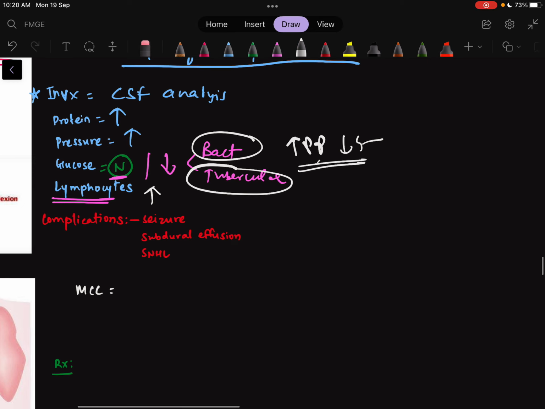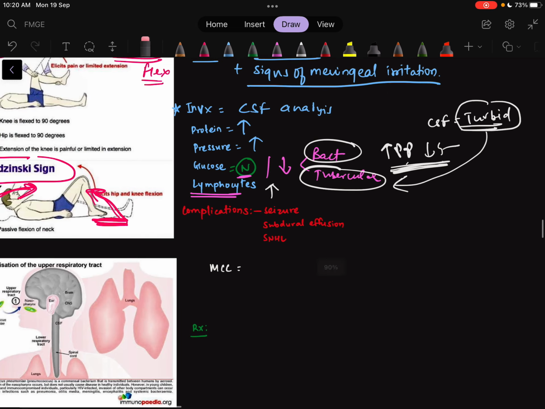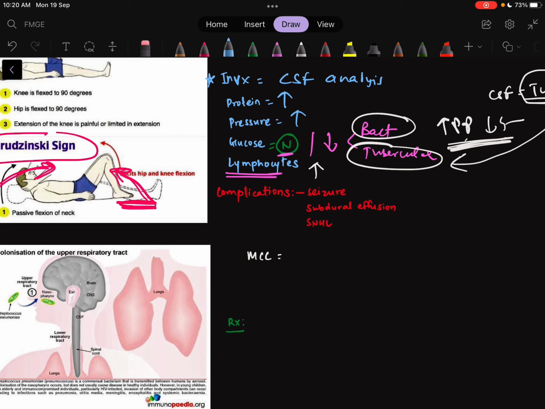So how can we differentiate? In bacterial, the CSF is turbid in color. If the CSF is turbid with decreased glucose, then it is bacterial meningitis. If the CSF is cobweb-like, then it is tubercular meningitis. Complications of meningitis that can be seen are seizure, subdural effusion, or sensorineural hearing loss.